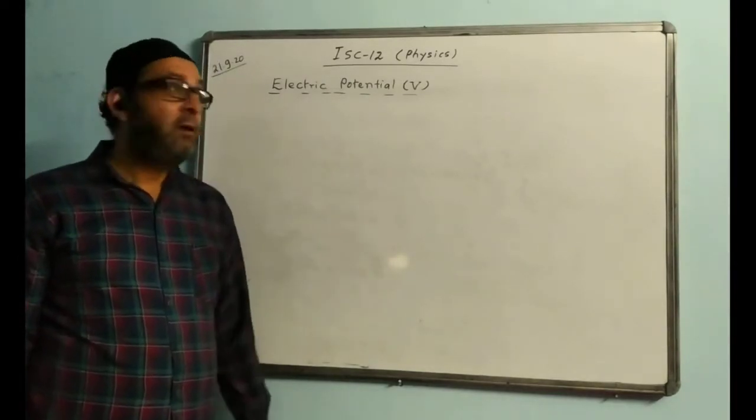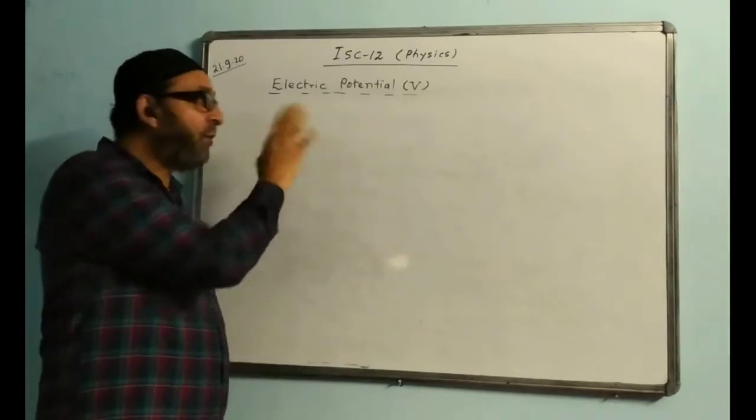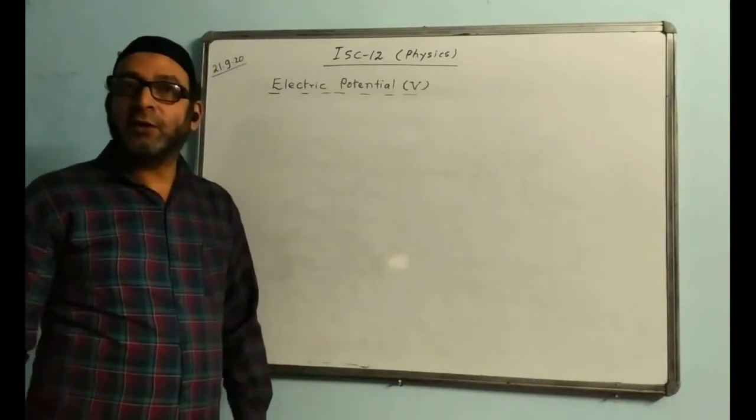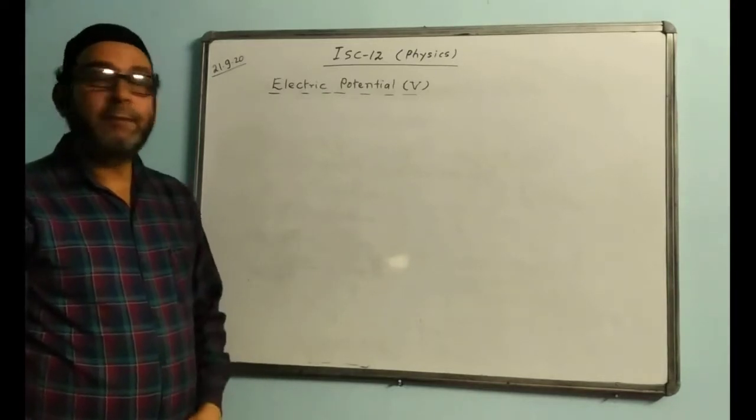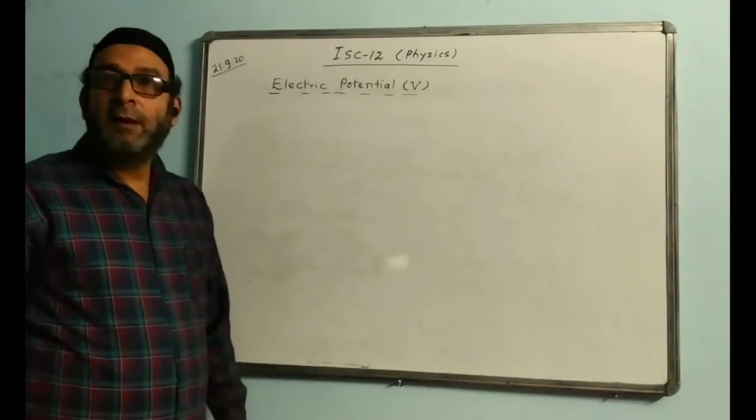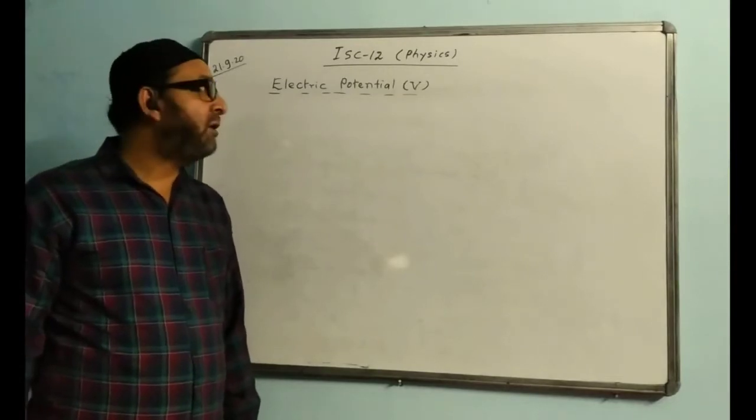It comes after Gauss's law, but we will be doing this topic first and then after that we will be doing Gauss's law. That will be more convenient and you will understand it in a better way. First we will do this: electric potential, denoted by V.